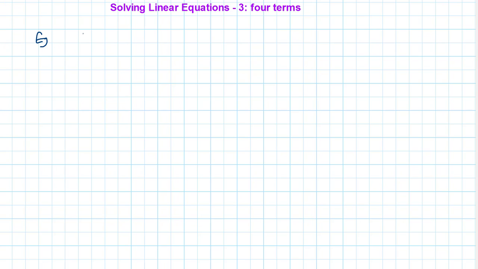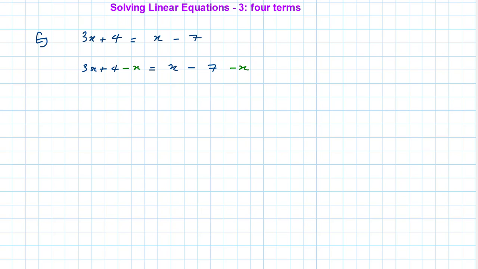In this video, we're going to be looking at solving linear equations with four terms in them. That is, we've got x's on both sides of the equal sign. The trick is to turn this into an equation where we only have x's on one side of the equal sign. And to do that, we can use the same logic that we used previously, but this time with the x's. So if you look here, I've got an x on one side and a 3x on the other side.